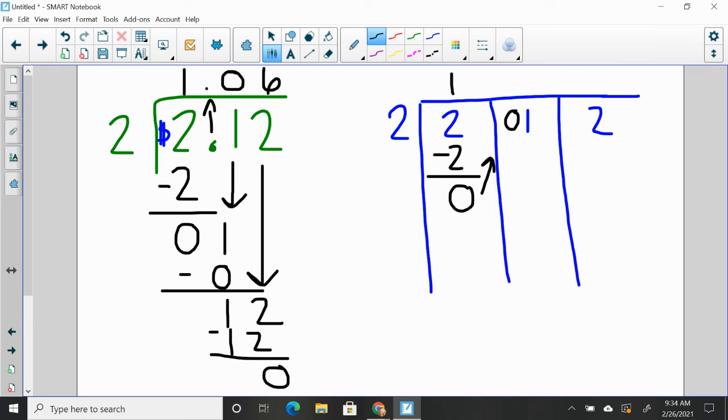All right, and I look at that and I say, well, 2 doesn't go into 1, so I'm going to make this 0 up here. 0 times 2 is 0. That's going to leave me with 1, which is going to scoot up to make 12. 2 goes into 12 6 times, and 6 times 2 is 12, and we have none left. Okay, decimal point was here, and it would go straight up.